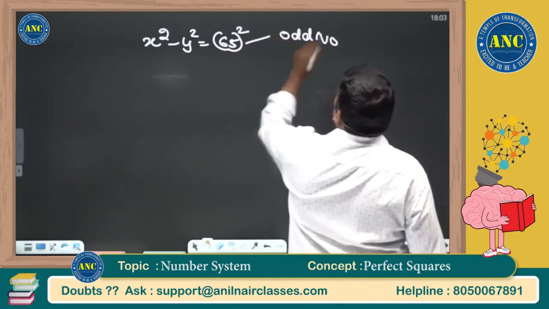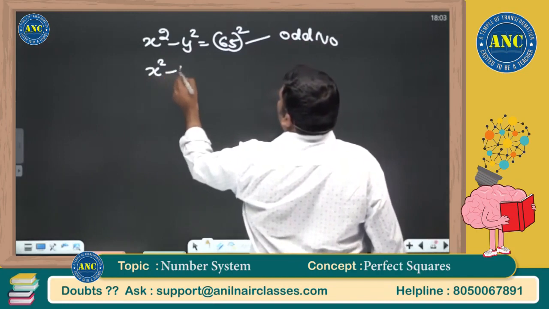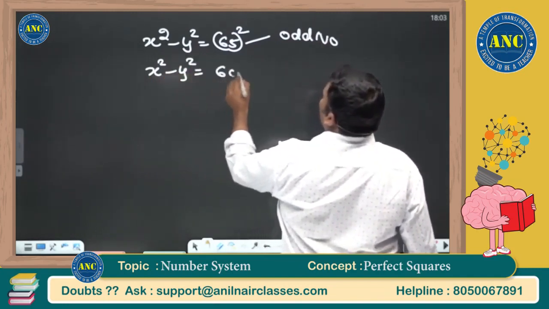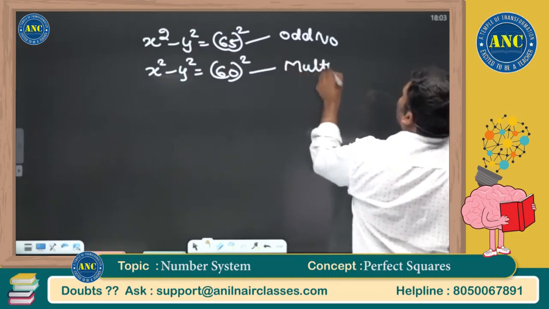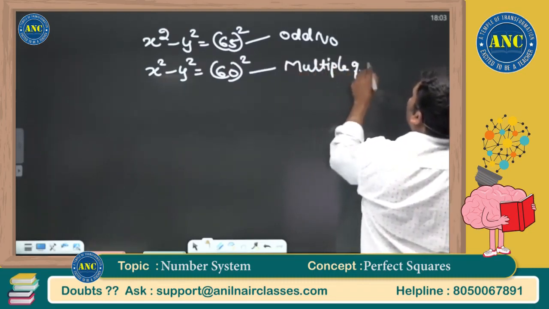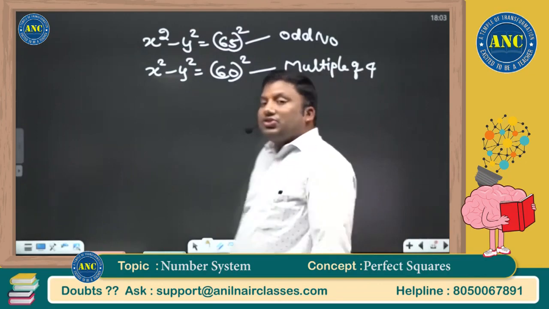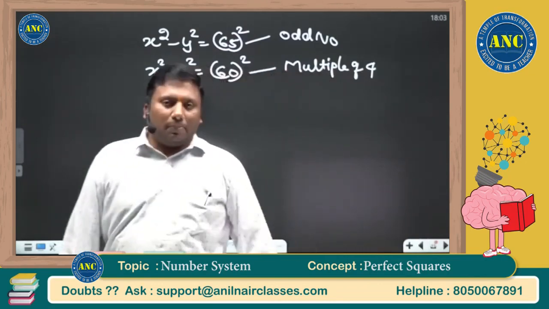Do not miss any class of mine. x square minus y square equivalent to 60 whole square. It is a multiple of 4. We just discussed the right hand side. Right hand side should be an odd number or a multiple of 4.